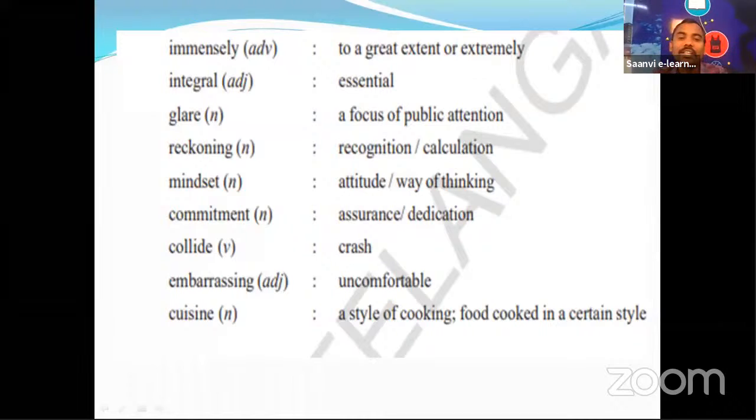Embarrassing means uncomfortable. Your character is embarrassing me. It means your character is making me uncomfortable. And the final word is cuisine. It means a style of cooking: French cuisine, Chinese cuisine, Indian cuisine, or food cooked in a certain style. So these were the hard words we had to study from this lesson.